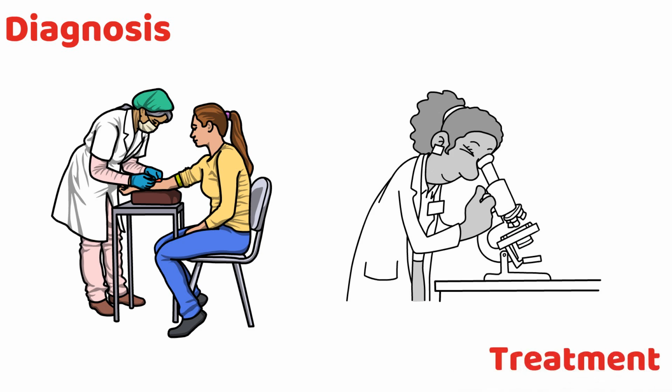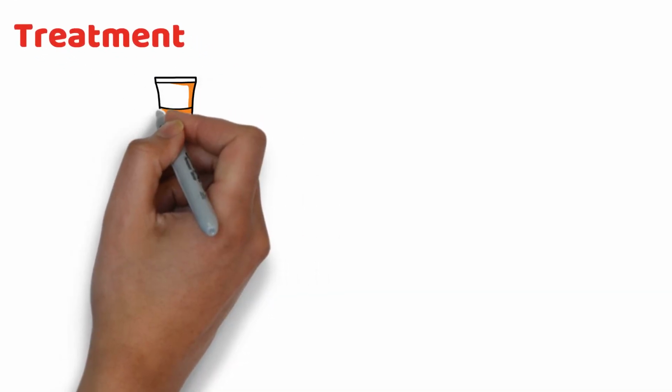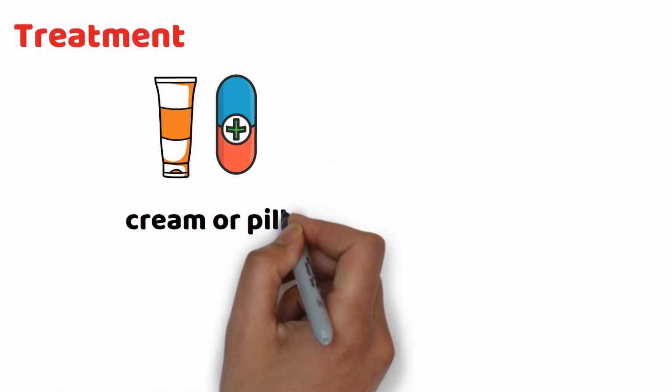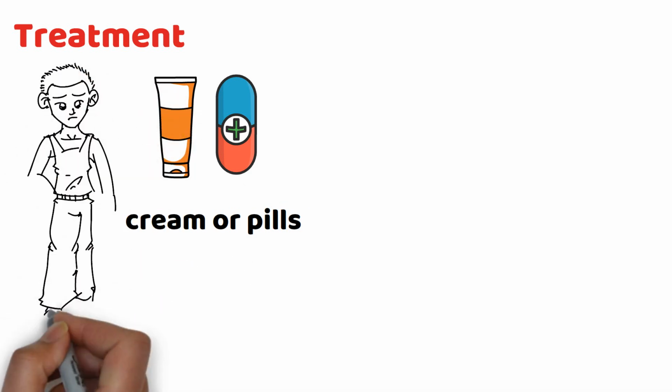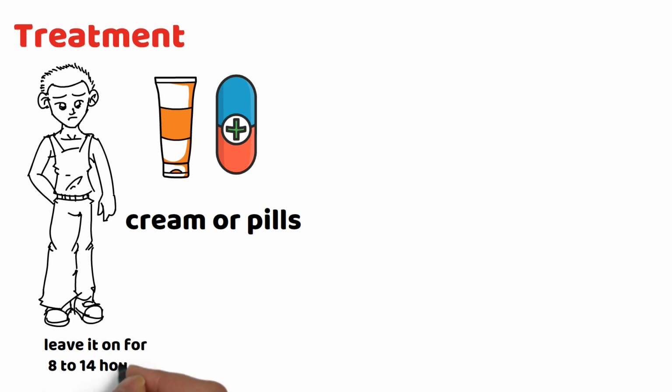So what are the treatments for scabies? Scabies is treated by killing the mites and eggs with medicated creams or pills, which are available only with a prescription. Your healthcare provider will likely ask you to apply the cream all over your body from the neck down and leave it on for 8 to 14 hours. Sometimes the treatment needs to be repeated if new symptoms appear.